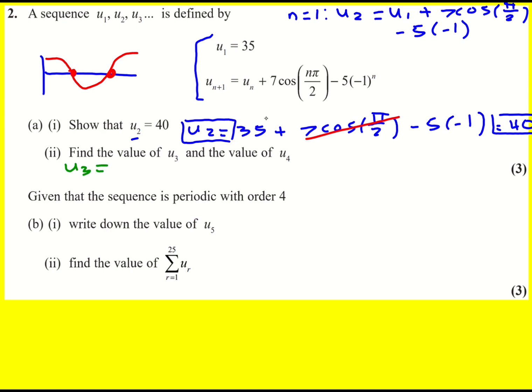I'm now letting n equal 2. So 40 plus 7 cos, then it's going to be 2 pi over 2, which is pi, minus 5 times minus 1 squared. So actually that becomes 1. And we are actually going to be minusing 5 rather than adding 5. Now cos of pi is actually minus 1. Again, by all means, put that in your calculator. So it's going to become 40 minus 7 minus 5, 40 minus 12, which is 28.